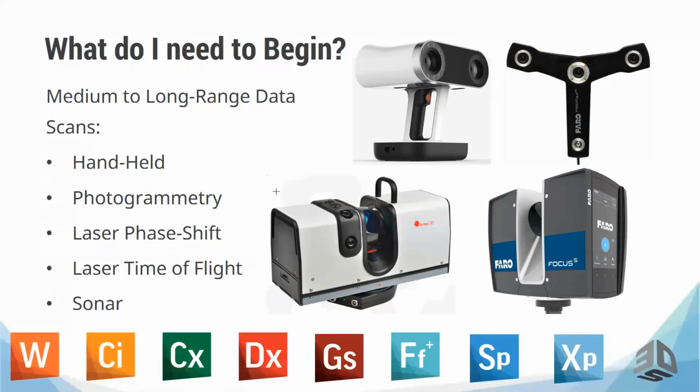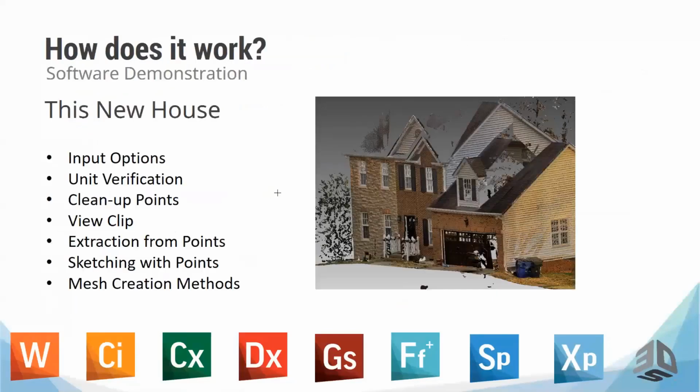So what are some of the things we're going to look at today? We're going to look at this house that we did here, a little bit of newer construction. We'll go over some input options and what happens when we bring things into Design X, how we can have different units on input, and what kind of file types we're looking at. We'll go through some cleanup. We'll show you some different view things that we can do. And then we'll show you some things that we can do with points even before we get into meshing activities. So let's jump over to Design X.